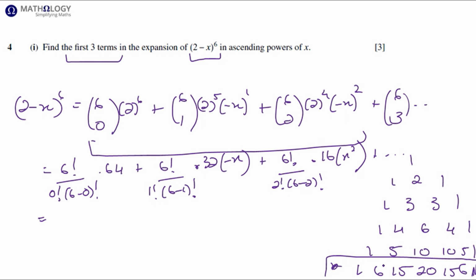So if we just look at Pascal's triangle here, you can obviously go and work with factorials. We're just going to end up getting these coefficients over here. So the first 6 factorial divided by 6 factorial is 1, and we have 64 as our first term. Our second coefficient will be 6. So we'll have 6 times 32, which is 192 times minus x.